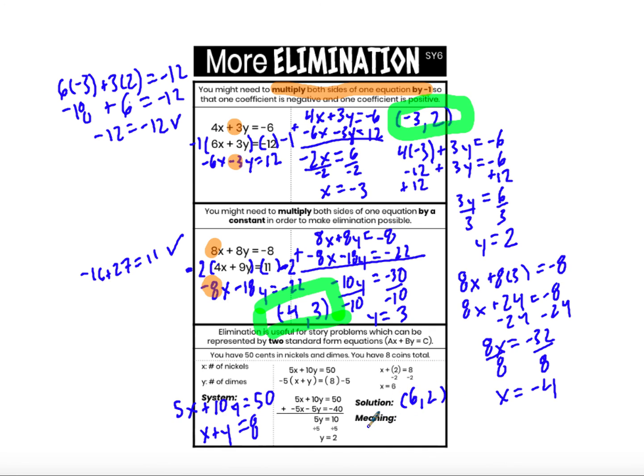The meaning, in terms of the story problem, we need to talk about what x and what y stand for. Since I don't have a lot of room, I'm just going to write a number and a unit. So this means my x is 6. That means I have 6 nickels and 2 dimes. Does that make sense? 8 coins, yes. Do I have 50 cents? 6 times 5 is 30, plus 2 times 10 is 20. Yep, I have 50 cents.